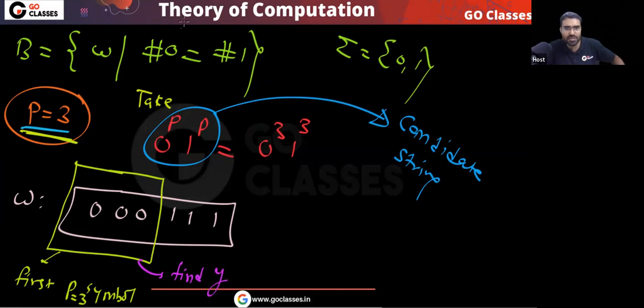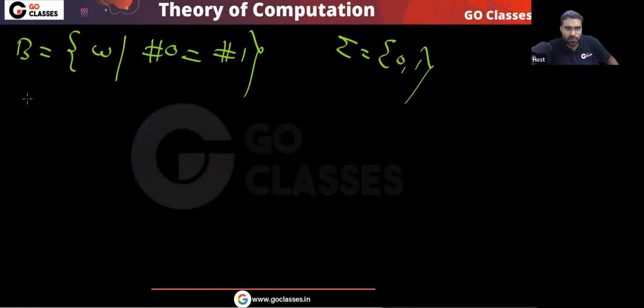Now, can you notice something beautiful? Whatever Y you take, if you repeat it 0 times, will the resulting string belong to L? For example, if I take this Y and repeat it 0 times, what will be the resulting string? 0 times means this is gone. The resulting string does not belong to L. So did you notice? For this length, we are checking P equal to 3.